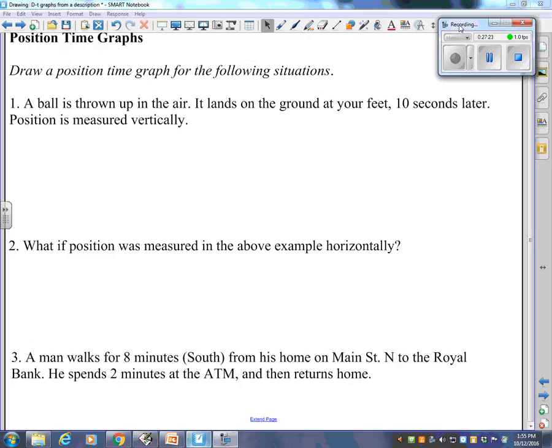So, the yellow foam ball is thrown in the air, it lands on the ground at your feet 10 seconds later. Position is measured vertically. So we're talking about the height. Does the position ever go negative? No. Doesn't go below ground, right? Now, do I start at 0? Yes. No.